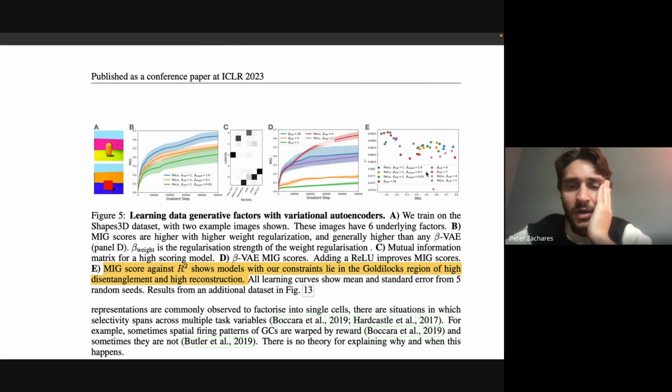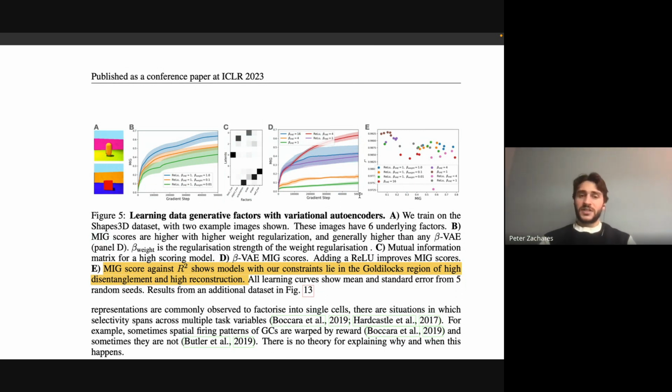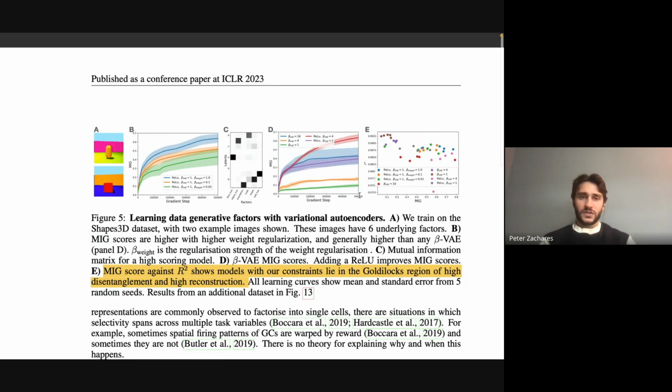But anyway, they're showing that they get near state-of-the-art performance on a benchmark data set and disentanglement just by enforcing these constraints. Where really the only thing they're doing differently, I think, than everyone else is this ReLU function at the end of the encoder and imposing a higher constraint on the activations of the output of the encoder.